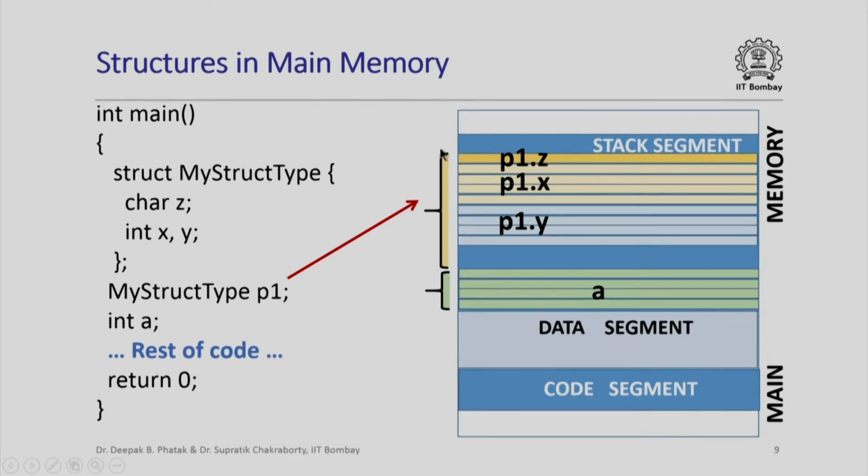Note that this is the amount of memory allocated for P1, whereas P1.z required 1 byte here, and P1.x and P1.y required 4 bytes at each of these places.